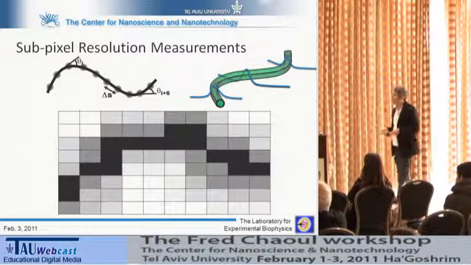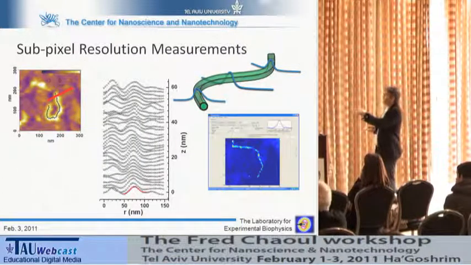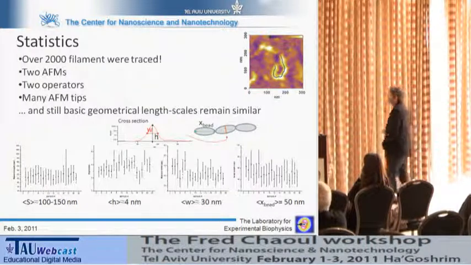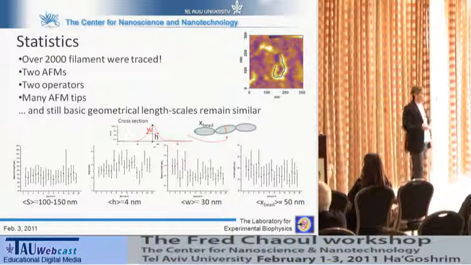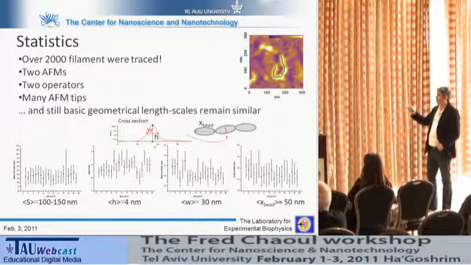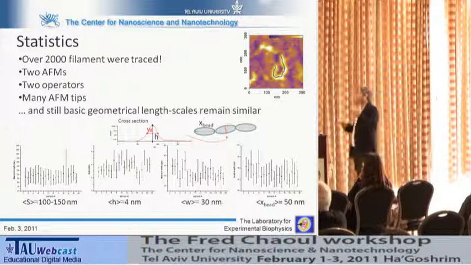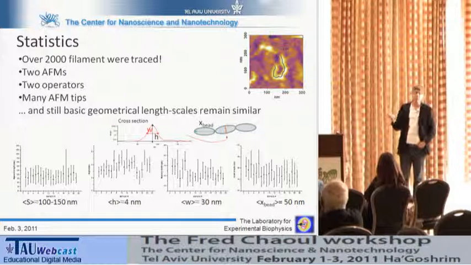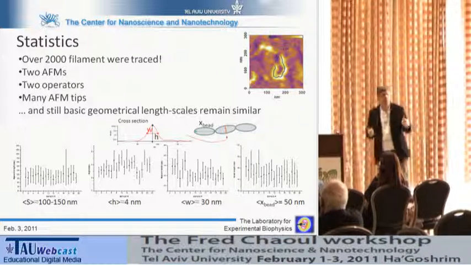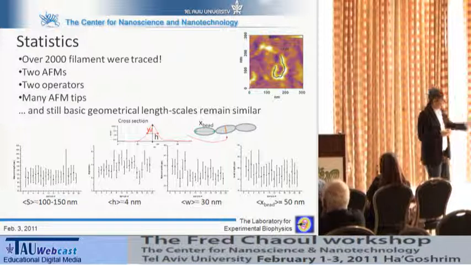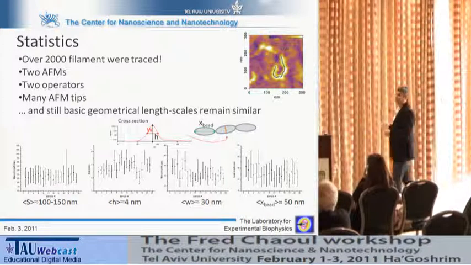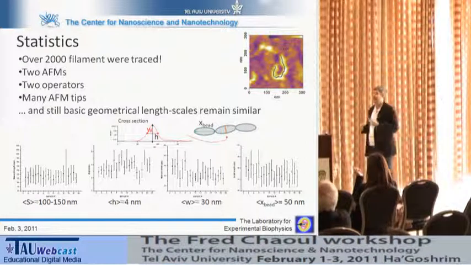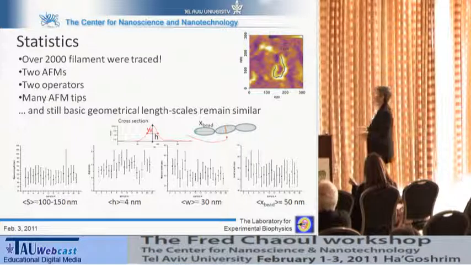Now we did that, and this is how the scans look along the top, in an automated way, of course. And I think this is a good message to see whether your technique is working or not. After we measured over 2,000 filaments with 2 different AFMs, by me and another postdoc in the group, and a lot of AFM tips, the variation in the actual filament geometry was not modified. And that was a very good confirmation for us that the technique is working. The only thing that was changing was the persistence length.